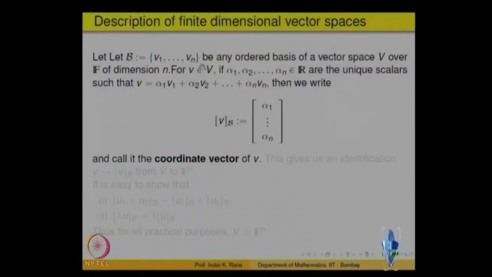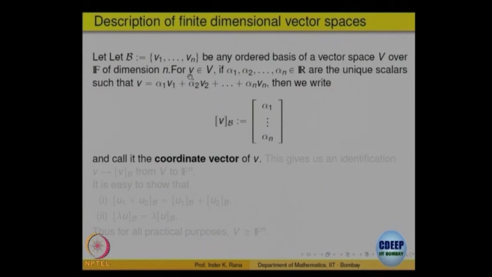What is the advantage of finite dimension? That means there is an ordered basis. Finite dimension means there is a finite basis for it. Given a basis, every vector V is a linear combination of them, so alpha 1, alpha 2, alpha n are known. That means this vector in V, which is the abstract vector space, it could be polynomials or functions or anything, but if it is finite dimensional, I can associate with that vector a vector in R n, if there is an ordered basis of n vectors.